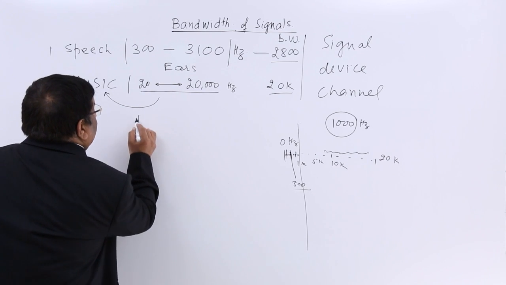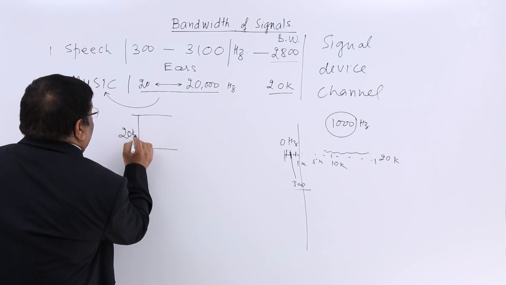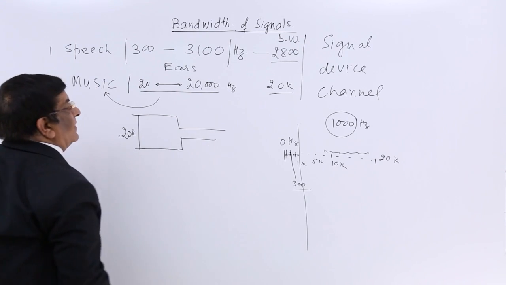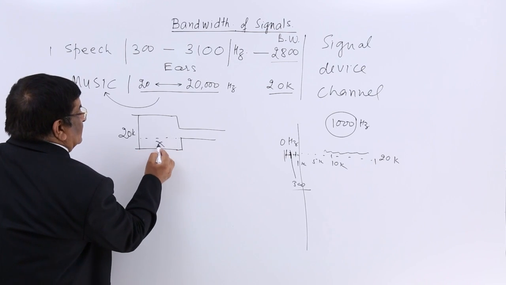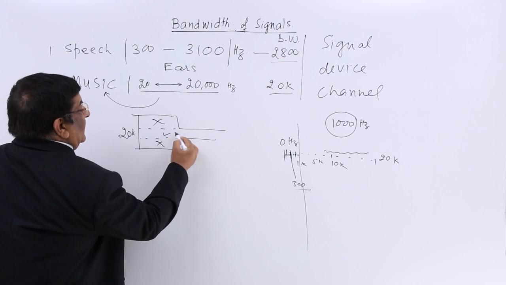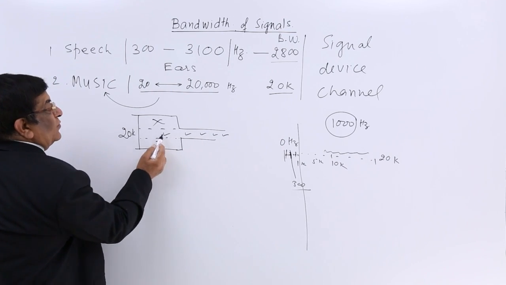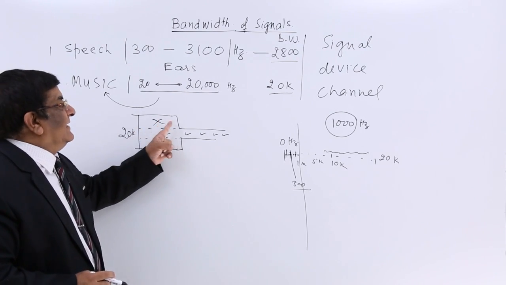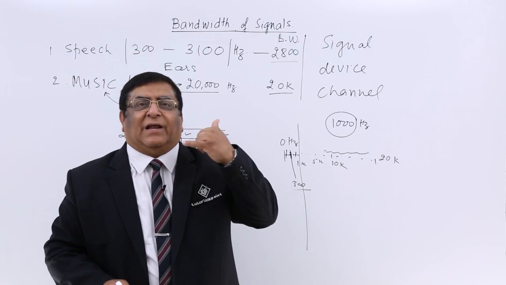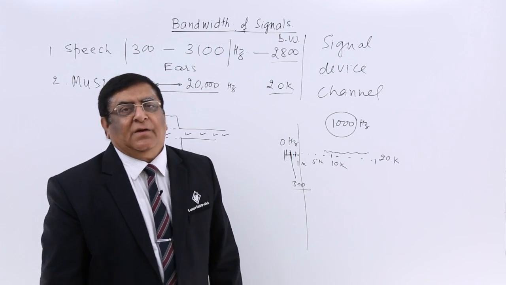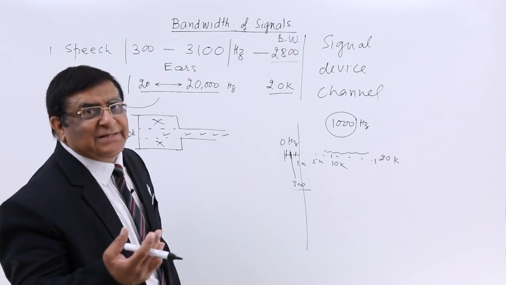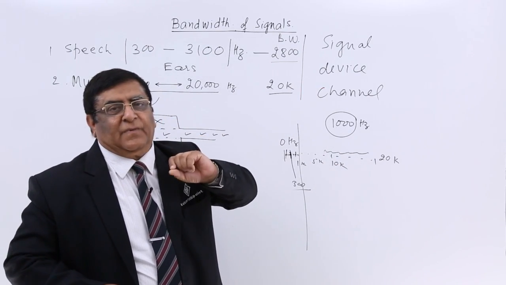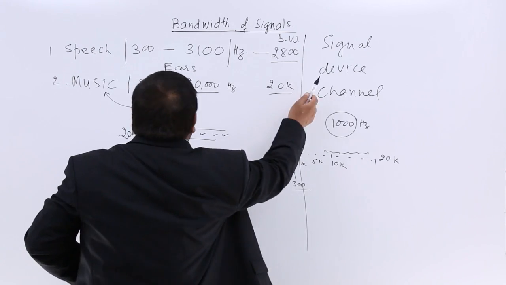If we are sending a bandwidth from here, this is 20K, but here we are using a telephone which has a bandwidth of this much. Now what will happen? All these frequencies are not going, only this frequency is going. This has got human voice, but the beautiful music is here. It is not passing through the telephone. That's why on the telephone you don't enjoy music. So you have to go for music systems which have a very high or large range of bandwidth. So that is signals and device.